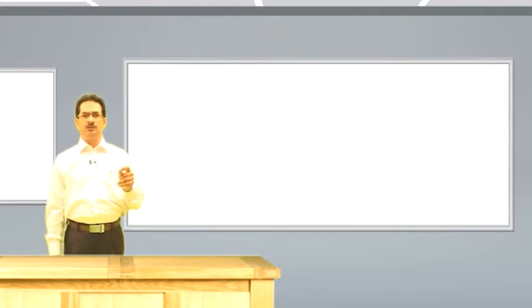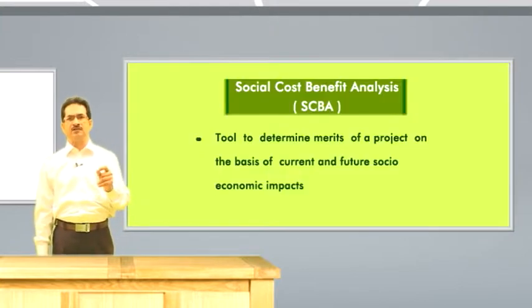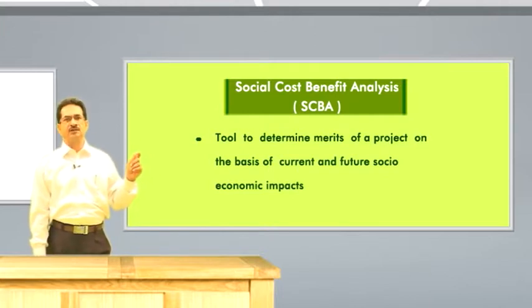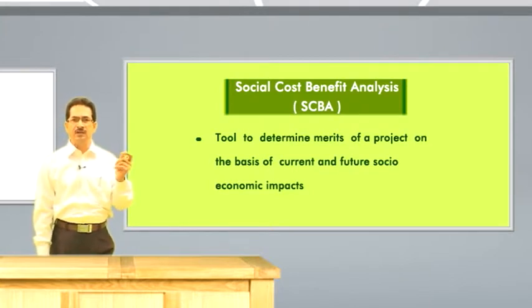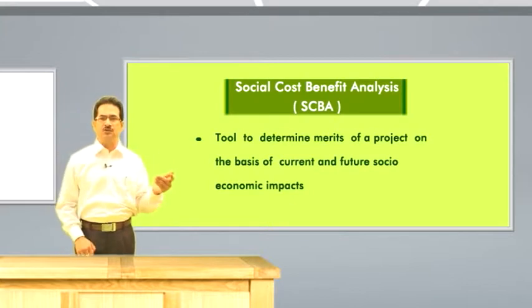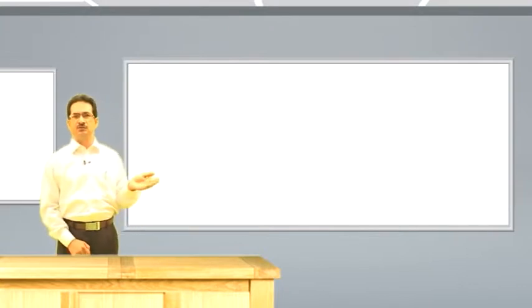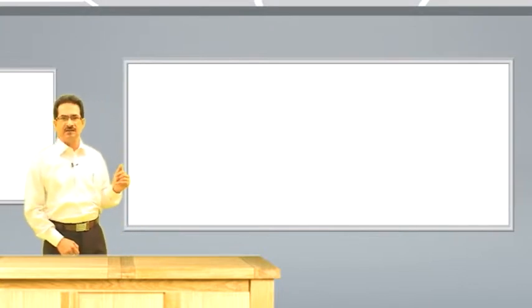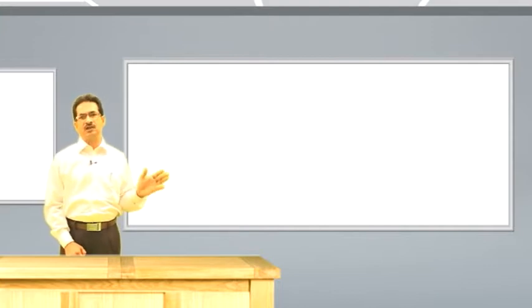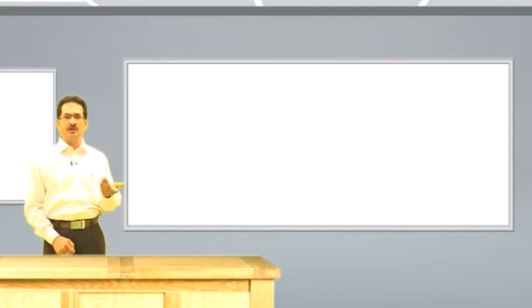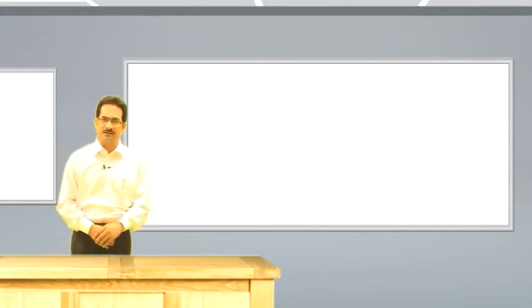Now, coming to the concept, social cost benefit analysis is a tool to determine the merits of a project on the basis of current and future socio-economic impacts. In a sense, it's an assessment of the real value of a project to the society. Two synonyms used for social cost benefit analysis are economic and social cost benefit analysis, and social and economic cost benefit analysis.